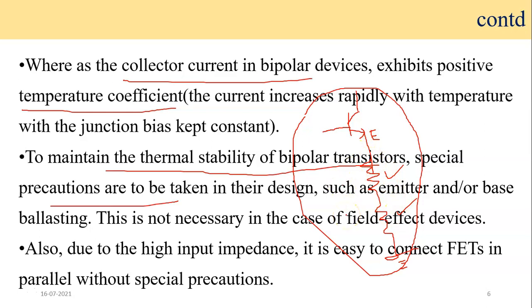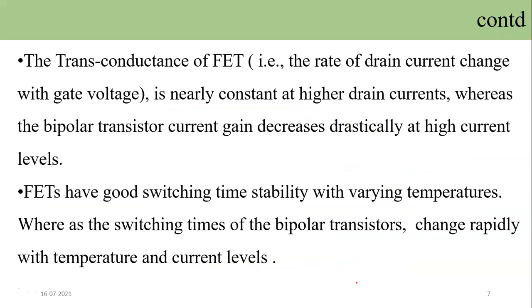Whereas such things are not required for a FET, because the FET is already stable. That is, the temperature effect is very small. And also the FET has very high input impedance when compared to a BJT. Hence, when you have high input impedance, you can easily connect them in parallel, whereas this is not the case with the BJT. Because the input impedance of the BJT is not very high, when you want to connect them in parallel, you have to take some special precautions.